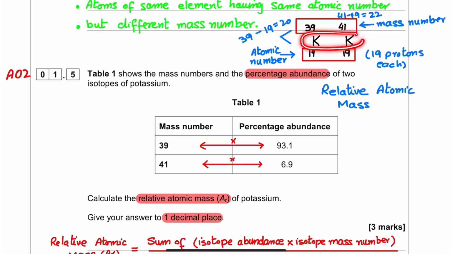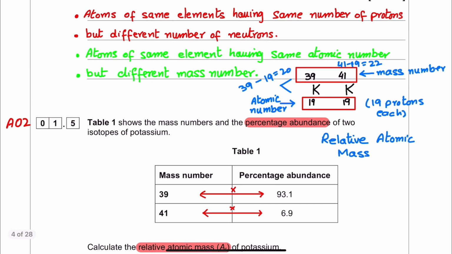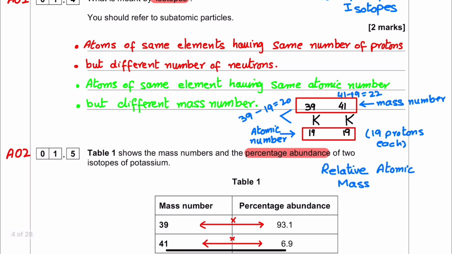Both are atoms of potassium because potassium has 19 protons. If we need to recognize an element, we need the atomic number, not the mass number. So both of these atoms have the atomic number 19. So they are potassium atoms. We can see here the number of protons is 19. Let's see the model answer. Atoms of the same element having the same number of protons but a different number of neutrons are called isotopes. Atoms of the same element having the same atomic number but different mass number.